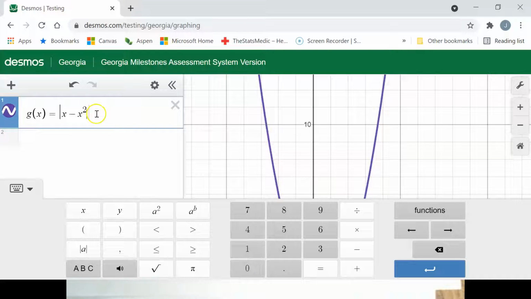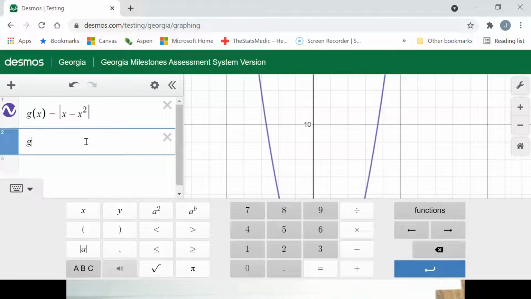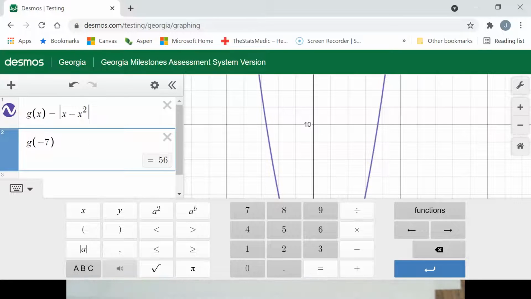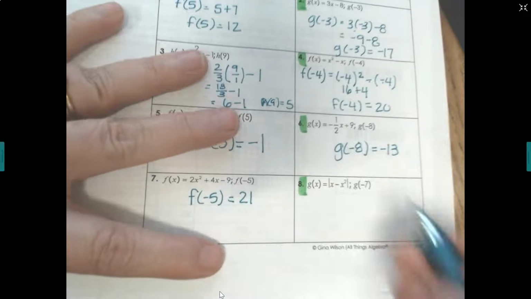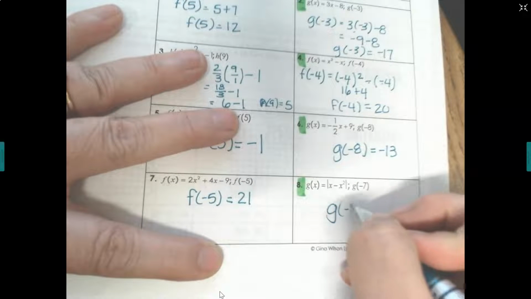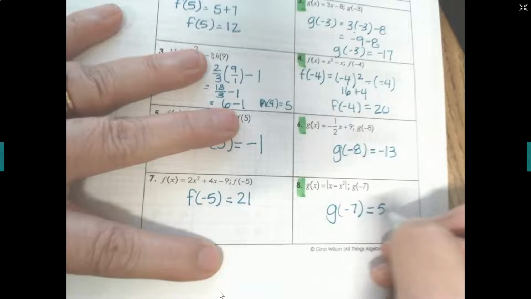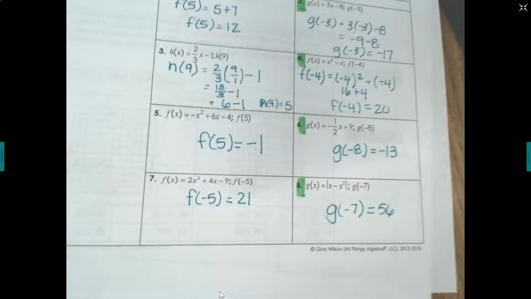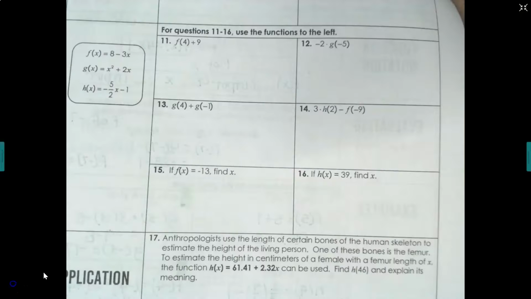And when I look back, that's everything that I needed to have. But I want to know specifically about g of negative 7. So remember, the Desmos is taking this number and plugging it into these x values for you. So this tells us that g of negative 7 is 56. All right, let's try a couple of these on the back side. We're going to skip 9 and 10. We're going to look at 11 through 16.